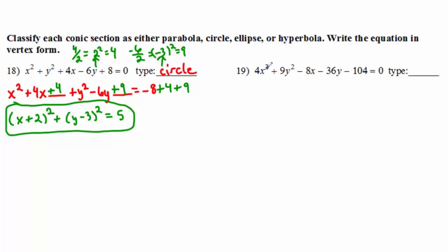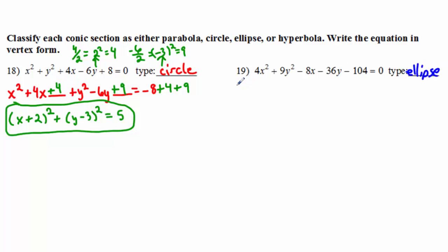And because there's different numbers in front of x squared and y squared, the 4 and the 9, that means that this is an ellipse. Because different numbers means that I'm not going to have a constant radius. I'm going to have almost like 2 different radii. So I'm going to write down that this is an ellipse.